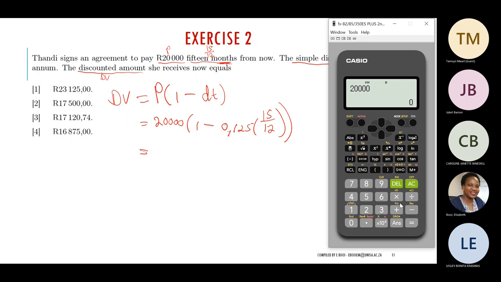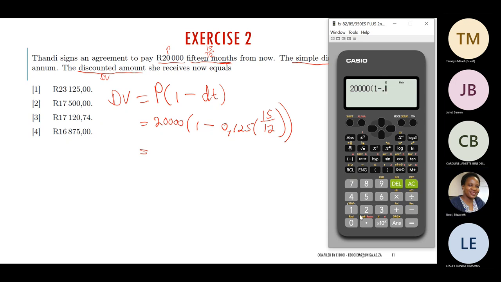20,000 times open bracket 1 minus 0.125. Open bracket, fraction. Sorry, I need to get my calculator back to maths function. And minus open bracket.